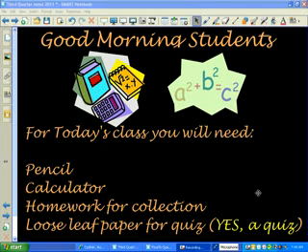So today we're going to need a pencil and a calculator. I'm going to collect your homework, but before I collect the homework, I'm going to go over 2 problems. But we're all going to need a little loose leaf paper for a quiz. Yes, a quiz. This will be the last quiz for the 3rd quarter.